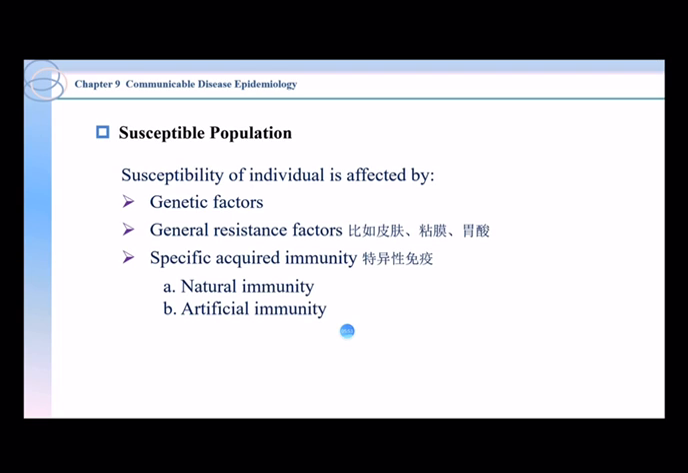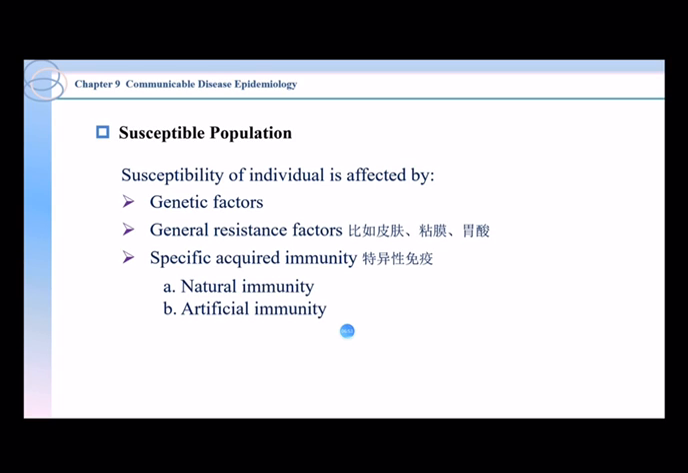So when a population is under pathogen exposure, they can be infected or not infected, and it actually depends on different factors. We call this kind of people the susceptible population, and the susceptibility of individuals is affected by, for example, genetic factors, general resistance factors, for example, their skin or their gastric acid, and also specific acquired immunity, including natural immunity or artificial immunity.